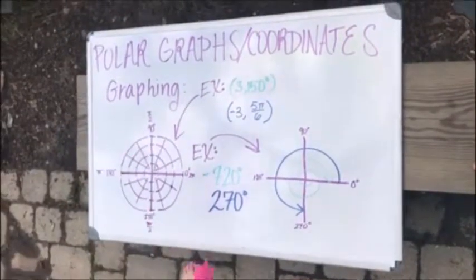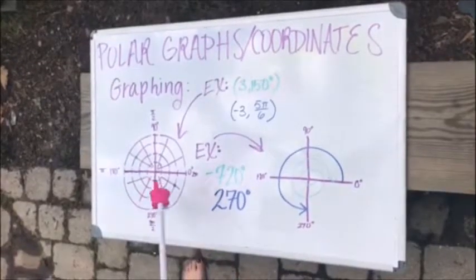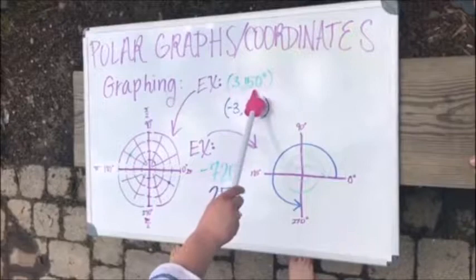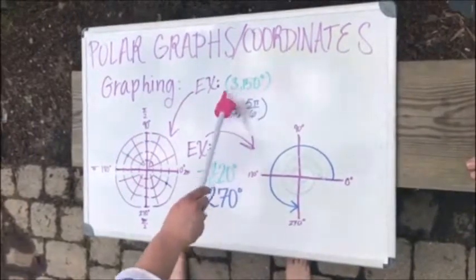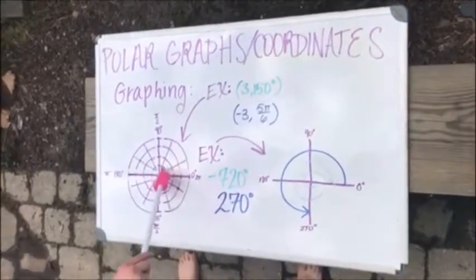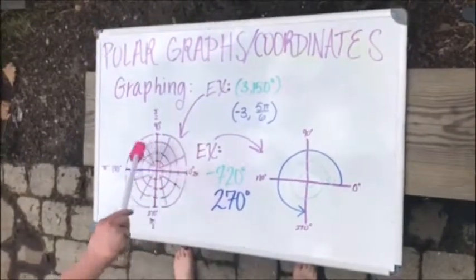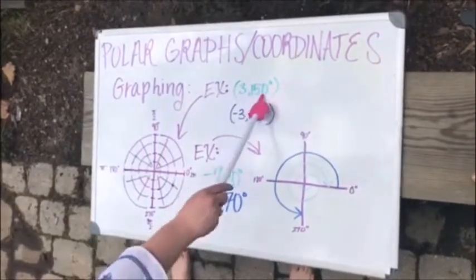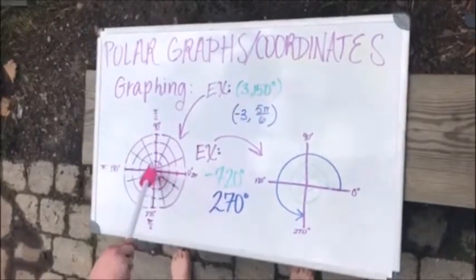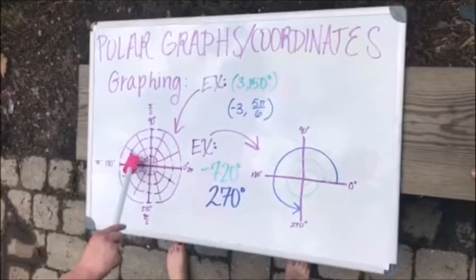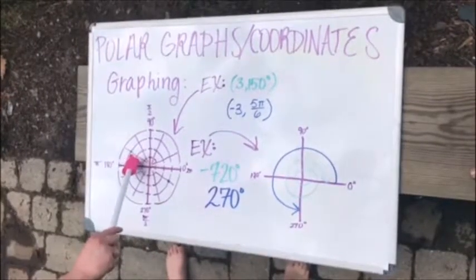And we're back with the polar graphs and coordinates. Right now, we're graphing. Our first example is (3, 150 degrees). So you have a radius of 3, meaning you go out 3 circles on your graph, and you have to find on the unit circle where 150 degrees is. It is this line, and so 150 degrees, and a radius of 3, and so your plotted point would be right there.